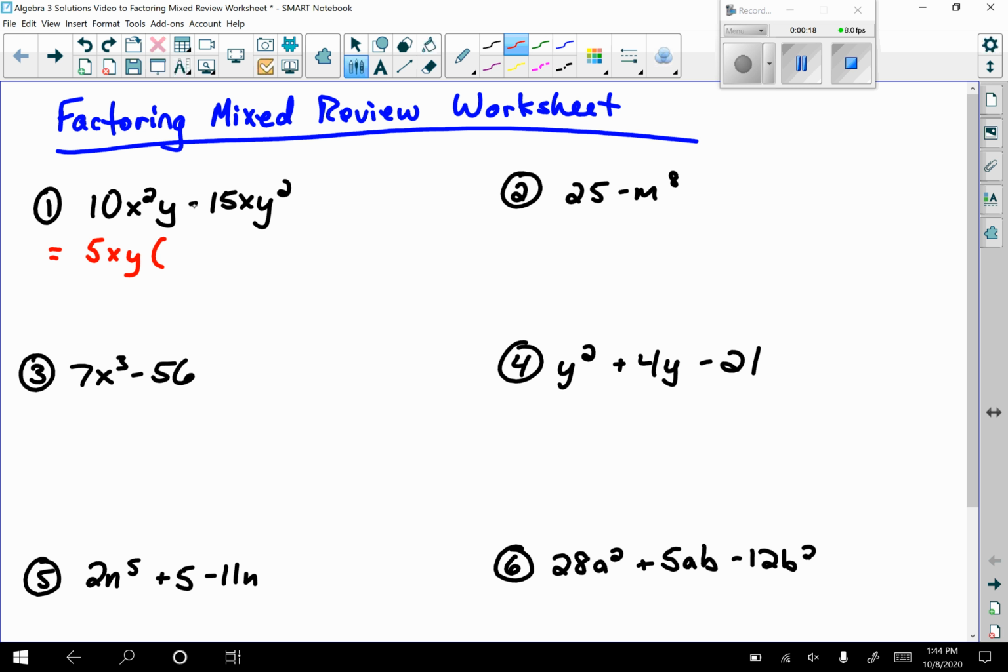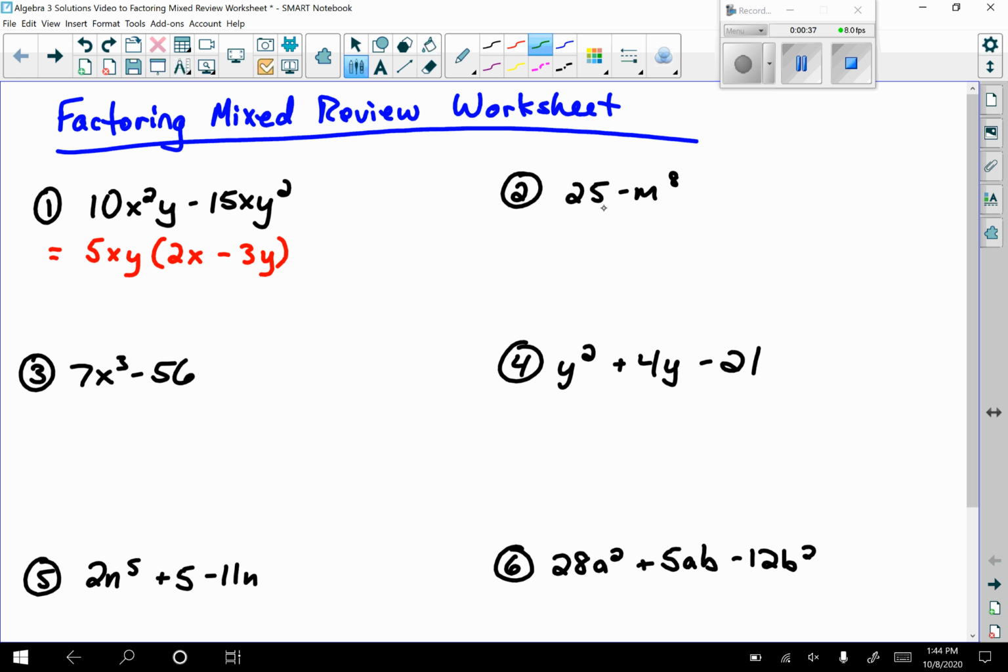And then what would be left over would be a 2, because 5 times 2 will give us 10. I need one more X, but I don't need any more Y. So 5xy times 2x will give me this 10x squared y. Minus 5 times 3 will give me 15. I factored out an x, so I don't need any more. I factored out one y, so I do need one more. And then that's it. That's all we could do for number 1.